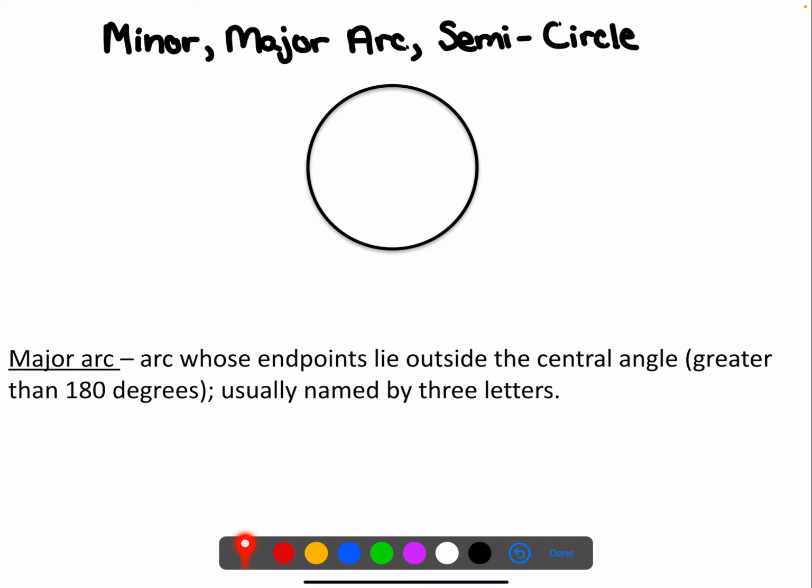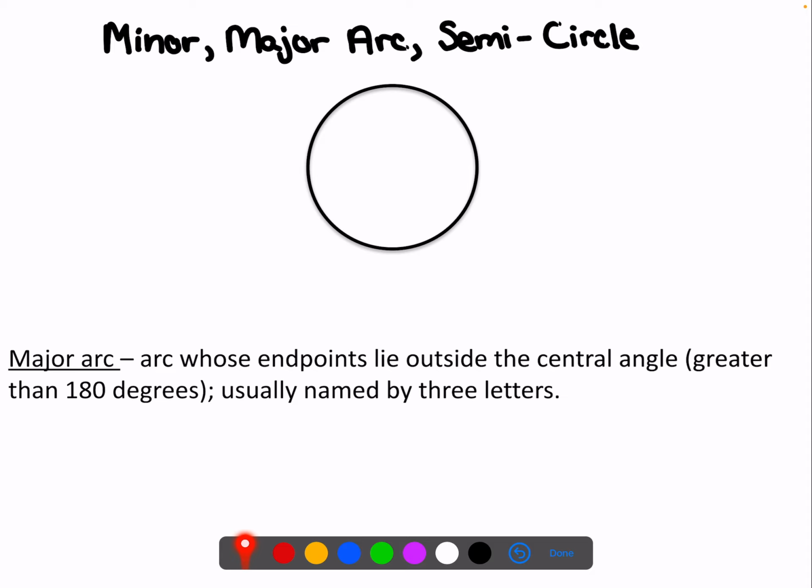So the next definition that we have is a major arc. A major arc is an arc whose endpoints lie outside of the central angle, meaning it must be a larger angle than 180 degrees. It needs to be bigger than half the circle. Major arcs are named by 3 letters instead of 2. And that's a very important piece here.